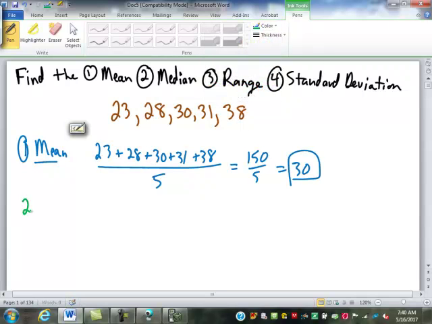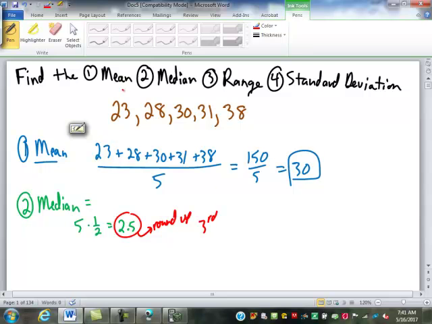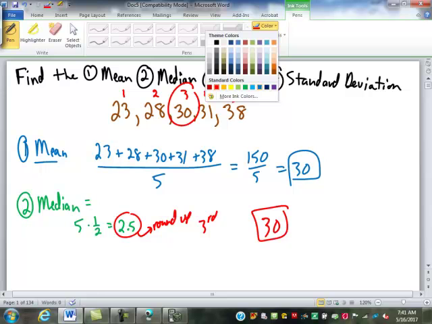To find the median, what do we do? There's 2 steps. 5 divided by 2. What's that? 5 divided by 2. Okay, it's 5 times 1/2, you got it, which is 2.5. What does that tell us? Well, since it is a decimal, you round up, so it's the 3rd number in the list. And I did put these in order, so that's the 3rd number is 30. So the median is also 30.